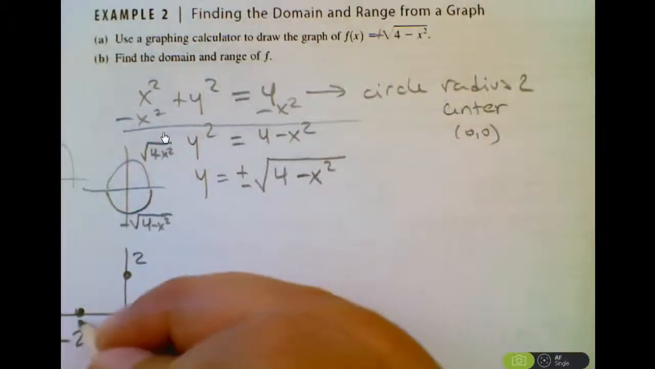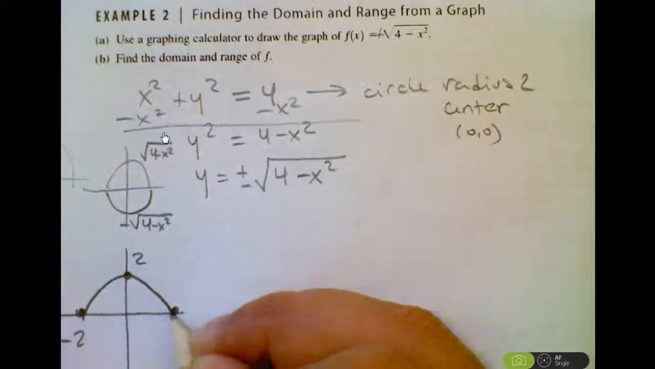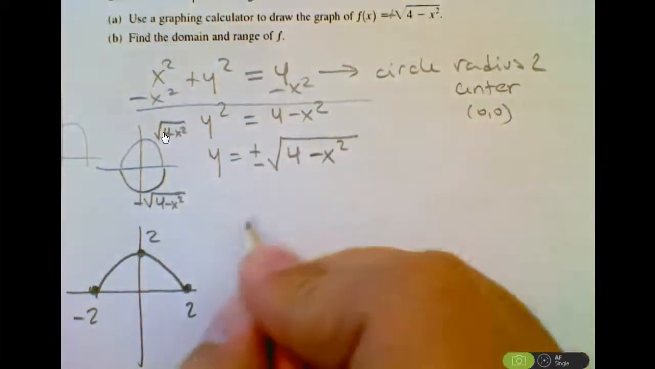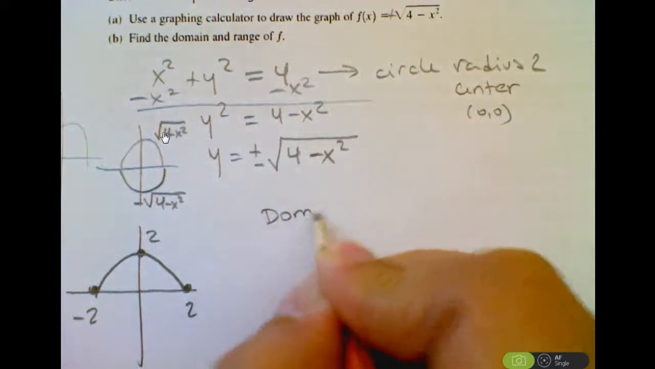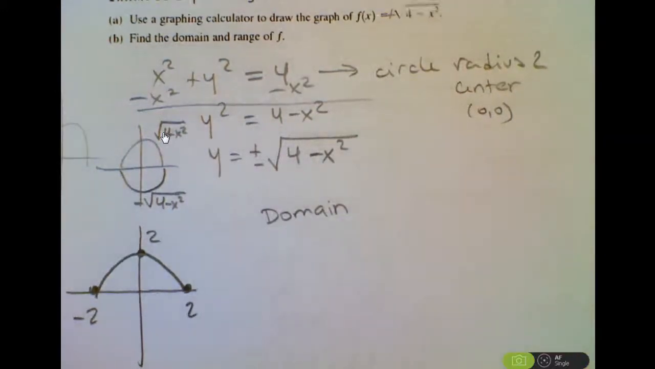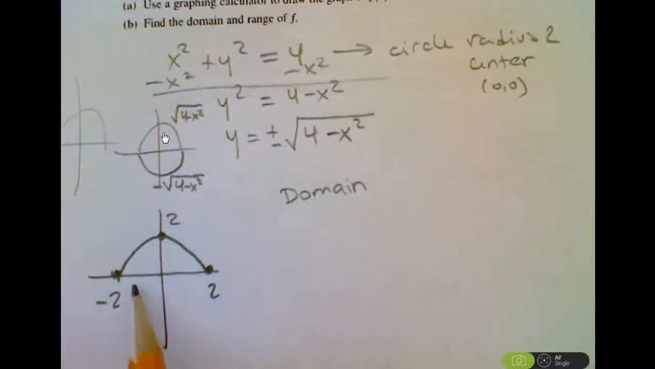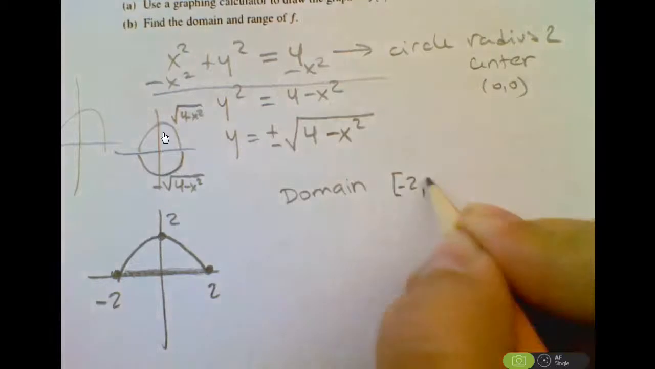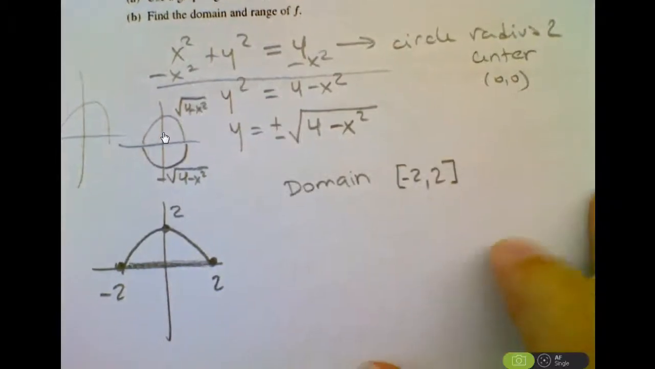So as you can see, it's half of a circle. Okay, so I use the graphing calculator to graph it, and now I'm going to find the domain and range. Since I have the graph, I don't have to use any algebra in here. I can just say the domain are all the x's between -2 and 2. So the domain is between -2 and 2, closed.